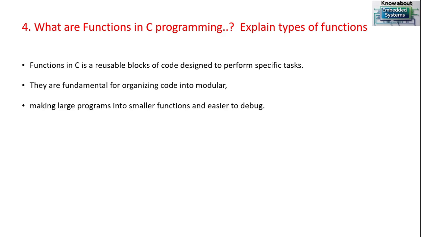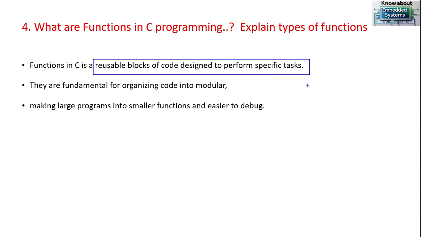So what do you mean by function? A function is a block of code designed to perform some specific task. It is called a function in C programming. Function means it's a reusable block of code, a small part of the code which we will be using continuously whenever we require. A reusable block of code designed to perform a specific task is called a function.